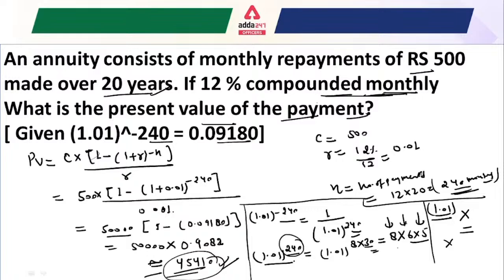So this is the basic procedure by which you can get the value of 1.01 to the power 240. After deriving this value, you put it in this factor, and you take 1 divided by the value you derived here, and the value you will get is 0.09180. So this is the way you can calculate these kinds of values in the examination. I hope it is clear for everyone.